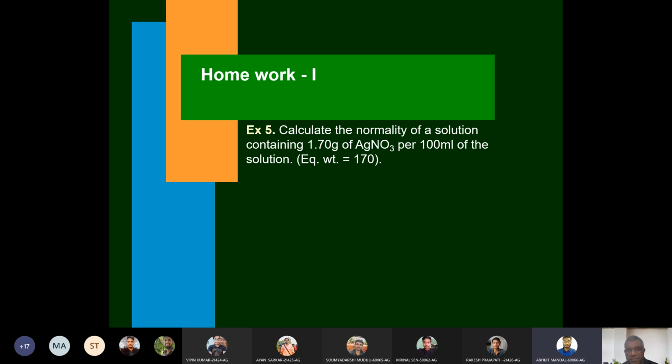Next is a very simple exercise. Calculate the normality of a solution containing 1.7 gram of, now these are the ways people ask numericals. Up to now it was a very simple story, but now some numericals are asked, and it is good for all of you, because these days these numericals are coming in your entrance examinations, particularly for MSc students. So calculate the normality of a solution containing 1.7 gram of silver nitrate per 100 ml of the solution, and the equivalent weight of silver nitrate is 170.